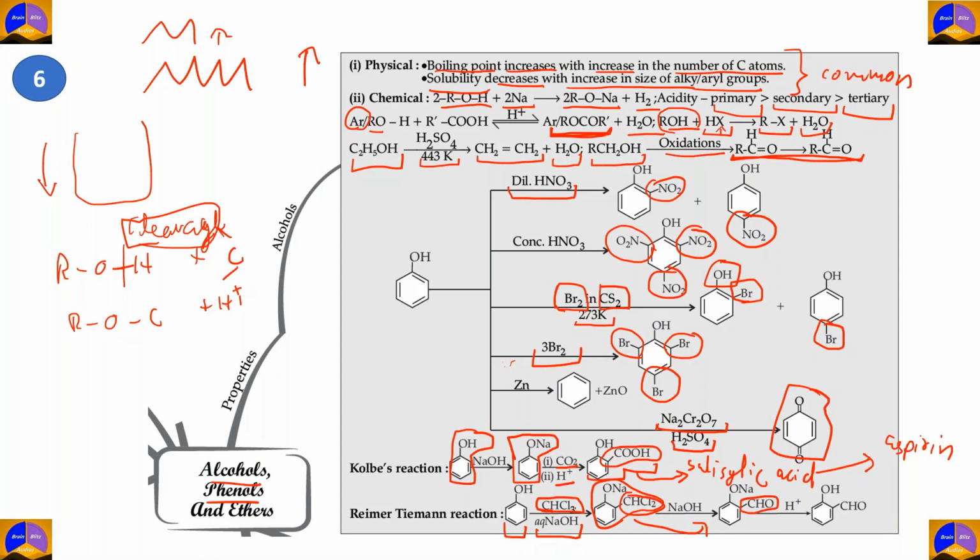So basically, you're converting a phenol into a hydroxyaldehyde. Again, the name of this particular compound is salicylic aldehyde, which again is pretty important in producing aspirin.